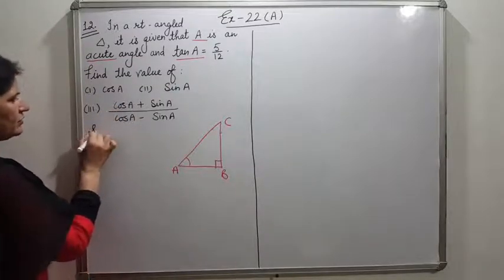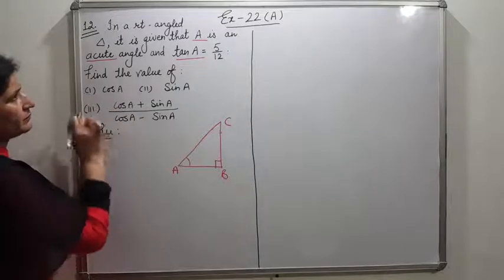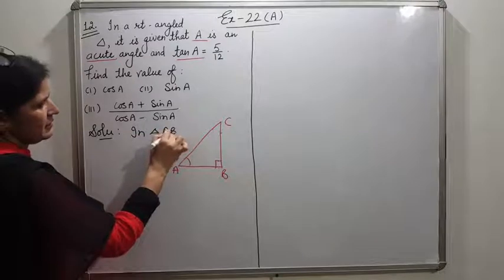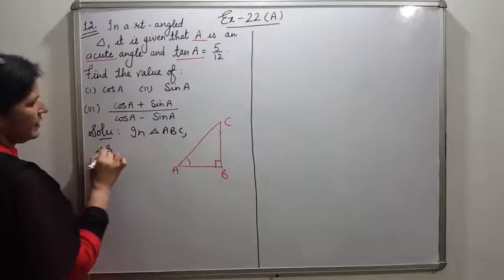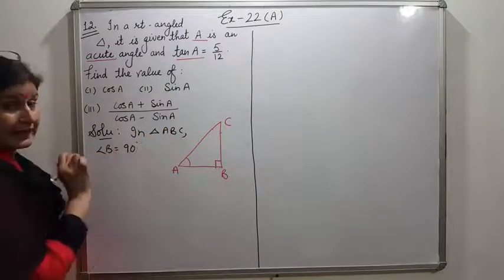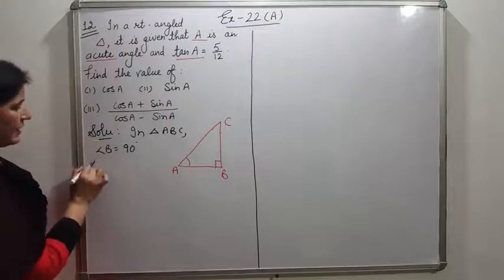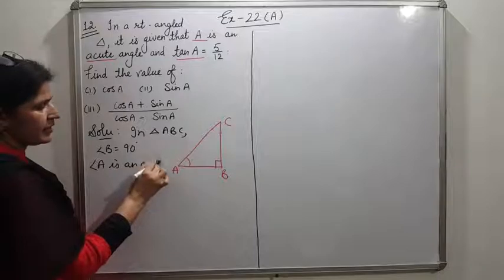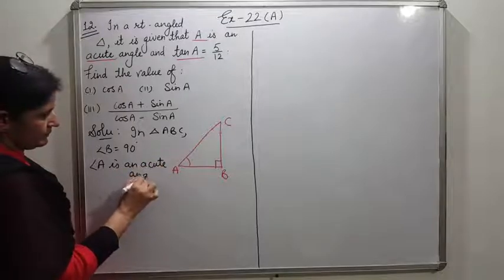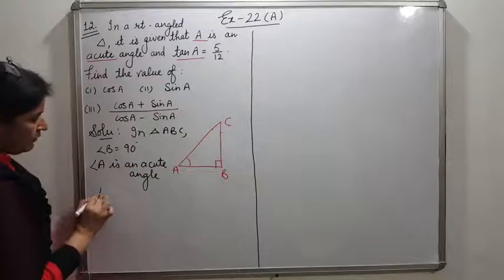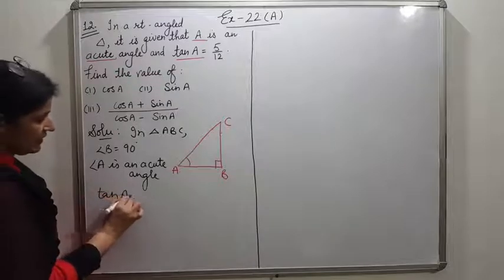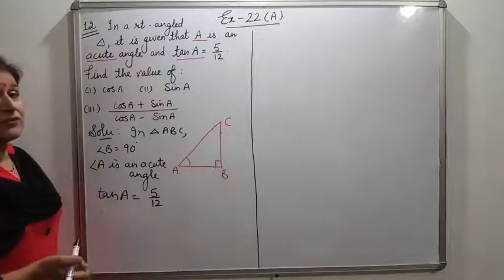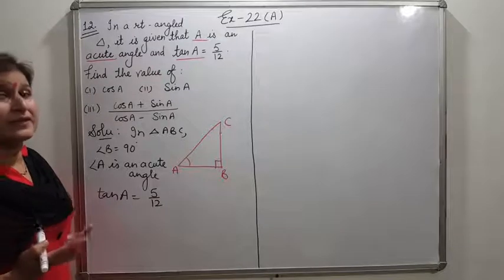Now solution. In triangle ABC, angle B we have taken as 90 degrees, and what is given? Angle A is which angle? Acute angle. The value of tangent A is given as 5/12. Which two sides' ratio will we take here?